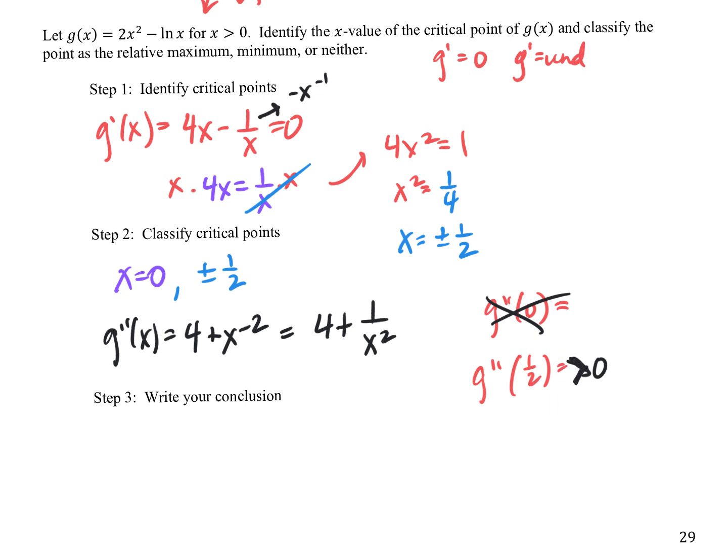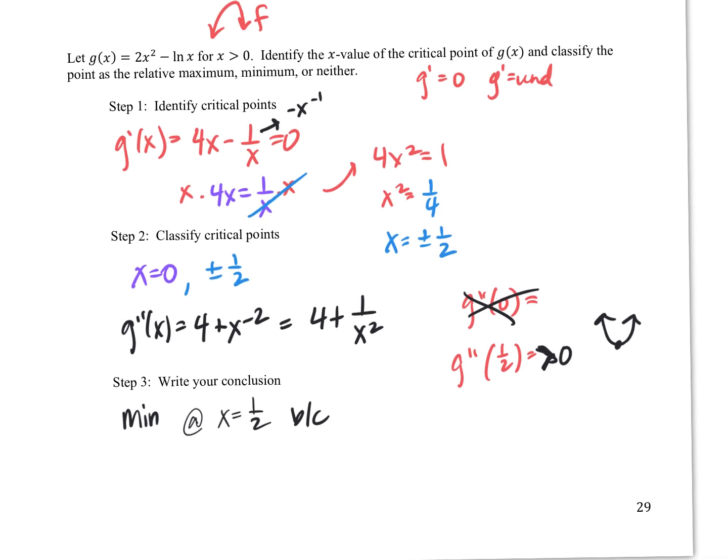It's greater than 0. Wouldn't my function look like this? And therefore, what would I have at that half? A minimum, right? Because that's what they're asking. I agree, it'd be concave up, and we would have a minimum there. So we're going to say minimum at x equals 1/2, because the fancy stuff that we've got to write is we've got to say g prime at 1/2 equals 0.